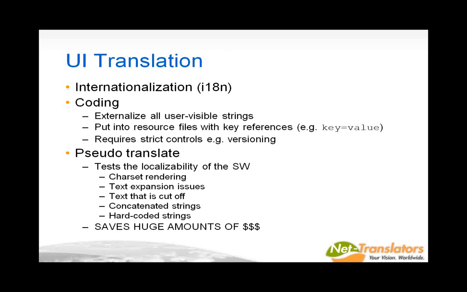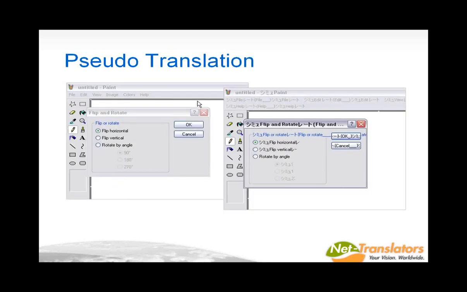Pseudo-translations can also be used to visually find hard-coded strings. So in this slide, you see that we opened up MS Paint for the purposes of doing a pseudo-translation. The interesting item here is that the string "rotate by angle" was apparently not externalized and therefore presents an internationalization issue.